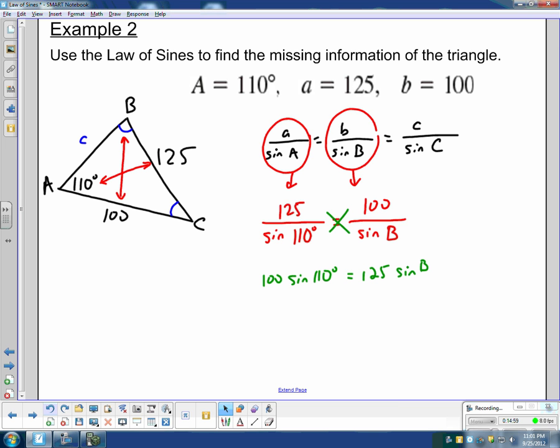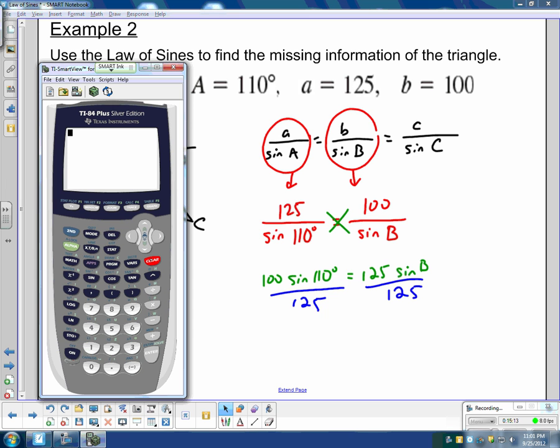When I do that, I'm going to want to get the sine of b. Before I can get b by itself, I have to get its term by itself. So I'm going to divide both sides by 125. And this is where I'm going to use my calculator. So I'm going to do 100 times the sine of 110, my numerator. I'm going to do a quick double check to make sure I'm in degree mode. I'm going to hit enter. I'm going to divide that by 125. And what I'm going to get is this decimal, 0.7517, and so on.